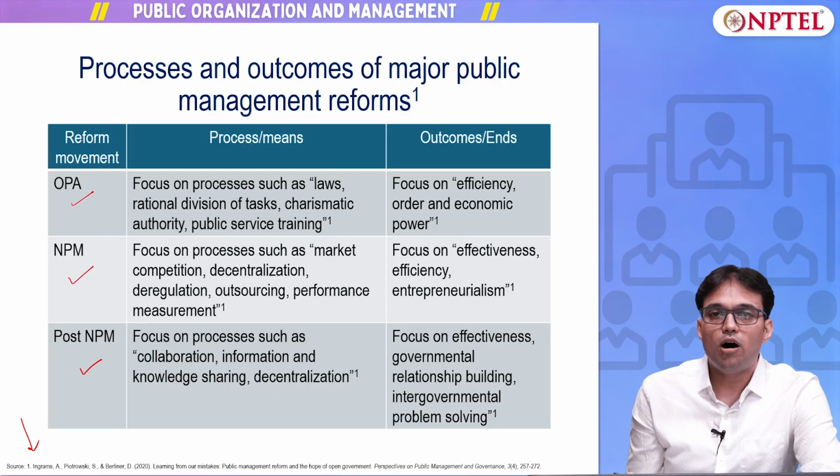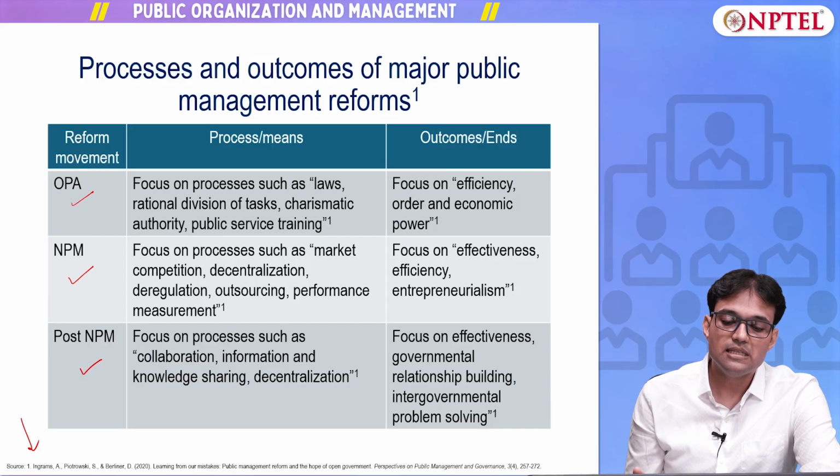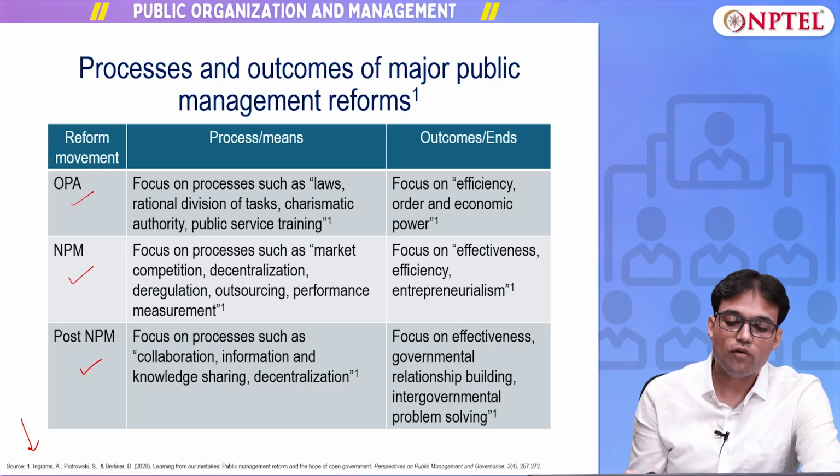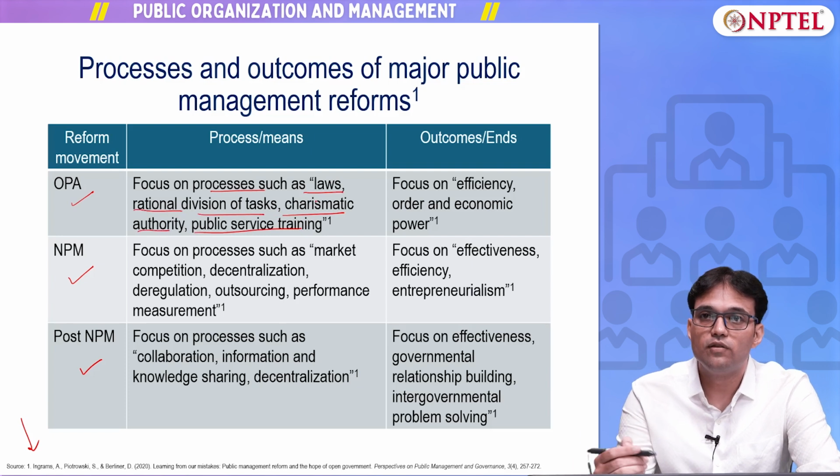So, if you look at orthodox public administration, or we can say traditional public administration, in terms of the processes or means, the focus of these reforms is on processes such as laws, rational division of tasks, charismatic authority, public service training, and so on and so forth. And the outcome on which the reforms were focused is efficiency, bringing in order, and economic power.